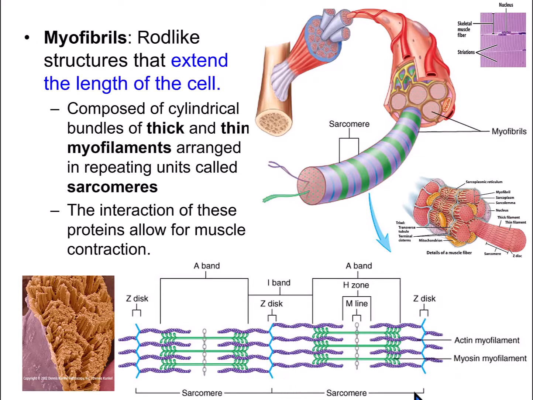This is a sarcomere. Here are our thin myofilaments. Here are the thick myofilaments. And these are arranged in cylindrical units all the way down the muscle cell in sarcomeres. Here's one sarcomere. Here's the next sarcomere. Remember, the ends of a sarcomere are the Z discs, to which the thin filaments are attached. And it's the interaction of these proteins that allow for muscle contraction.